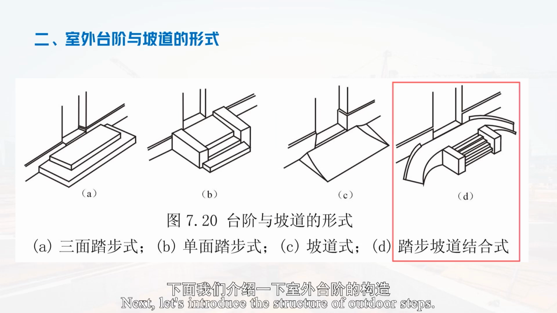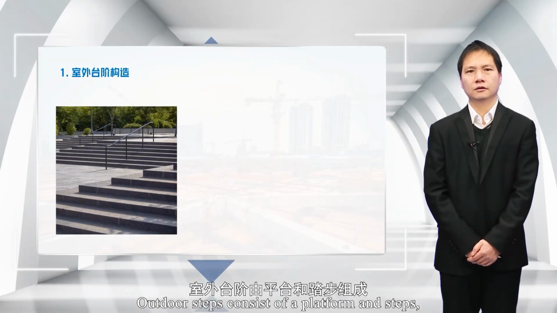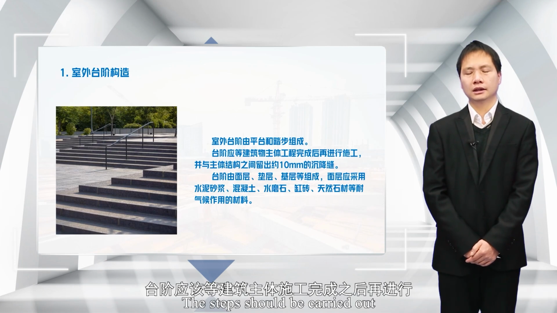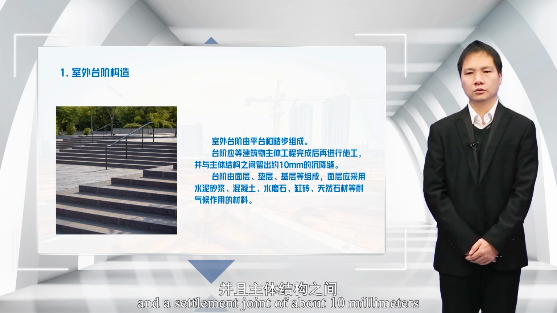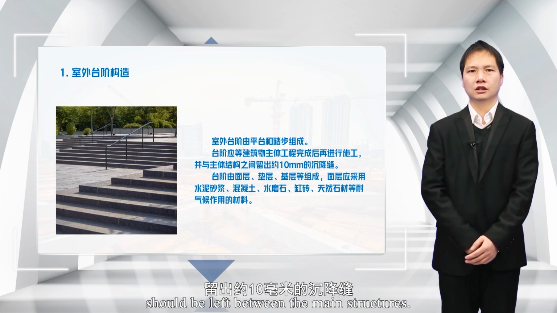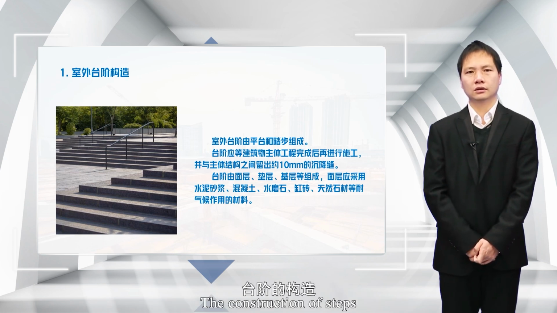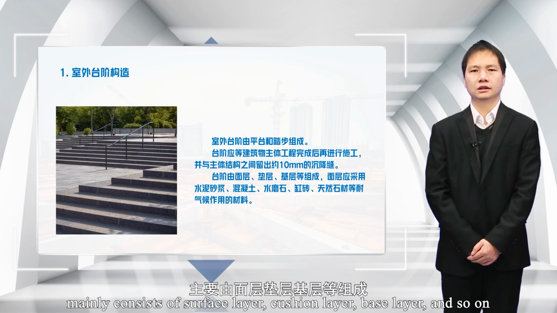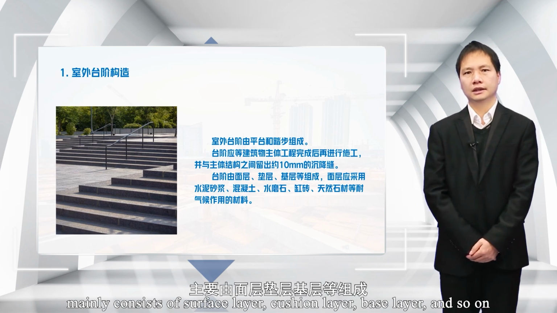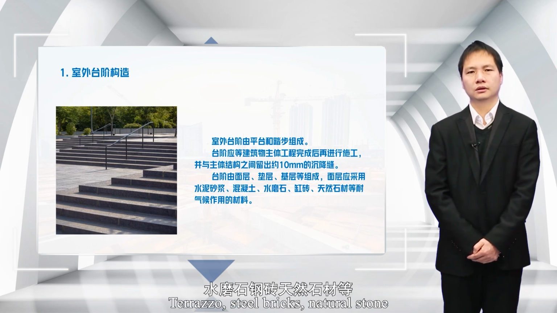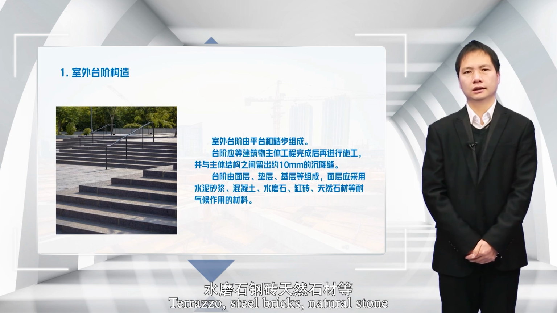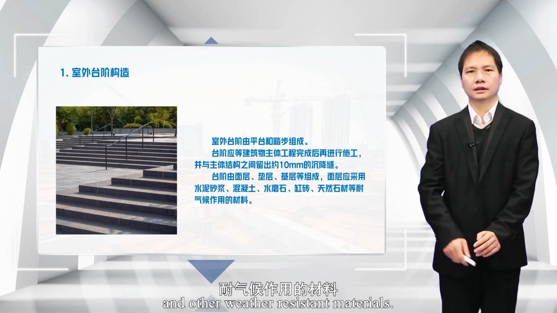Next, let's introduce the structure of outdoor steps. Outdoor steps consist of a platform and steps. The steps should be carried out after the completion of the main construction of the building, and a settlement joint of about 10 millimeters should be left between the main structures. The construction of steps mainly consists of surface layer, cushion layer, base layer, and so on. The surface layer should be made of cement mortar concrete, terrazzo, steel bricks, natural stone, and other weather-resistant materials.